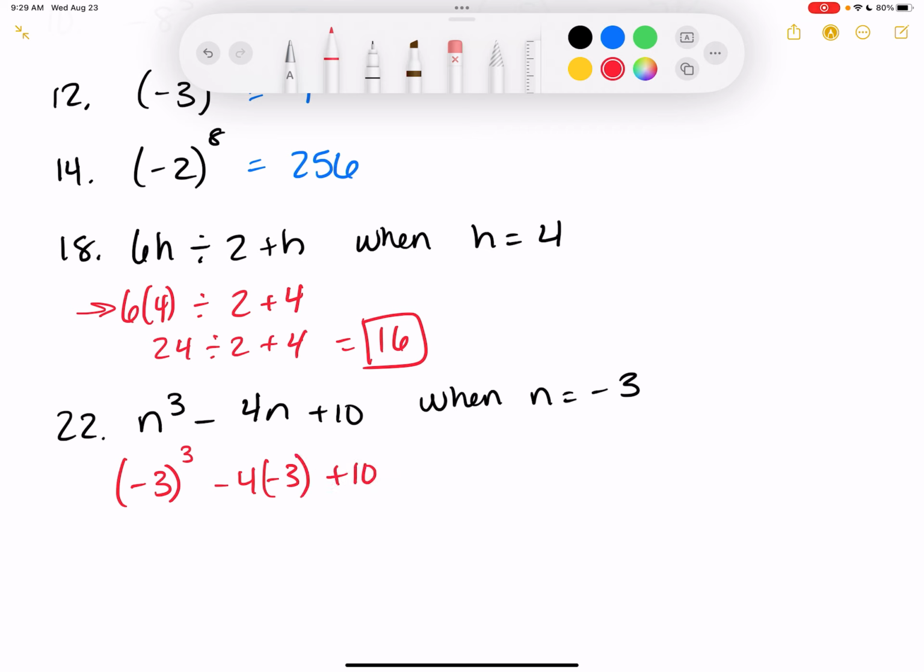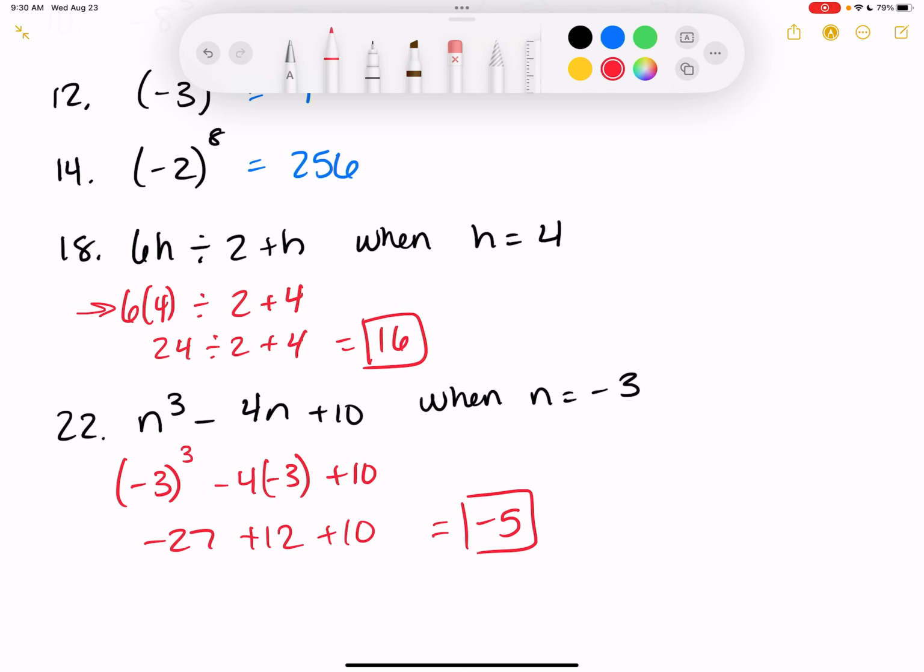So what is -3 cubed? -27. -27, and then I'm just going to do this in 2 steps. -4 times -3. 12. And then plus 10, so what final answer is that? -5. Any questions on those, plugging stuff in?